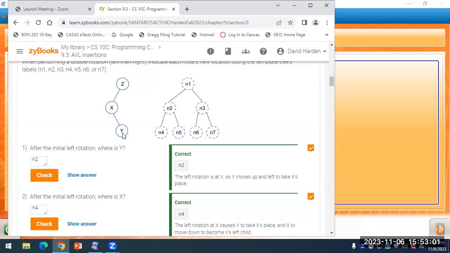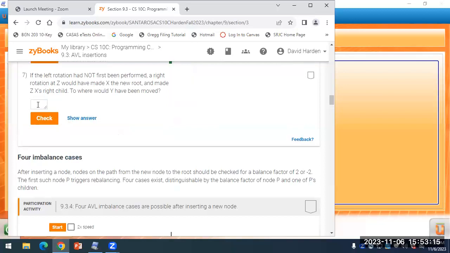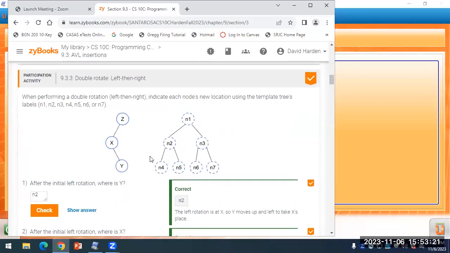So Z is asking about Z. No, let's see. It's asking about Y. Y would be at N6. Should I do that again? Yeah, let me make sure I'm right first. N6. Yeah. Okay. So rotating right, I'm going to pick up the X. So the X goes into N1, the Z goes into N3.